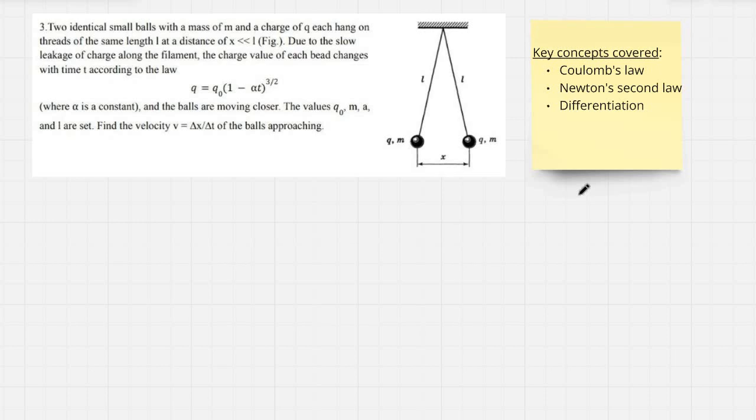Hello everyone, today we'll solve an interesting problem. The concepts covered are Coulomb's law, Newton's second law, and differentiation.